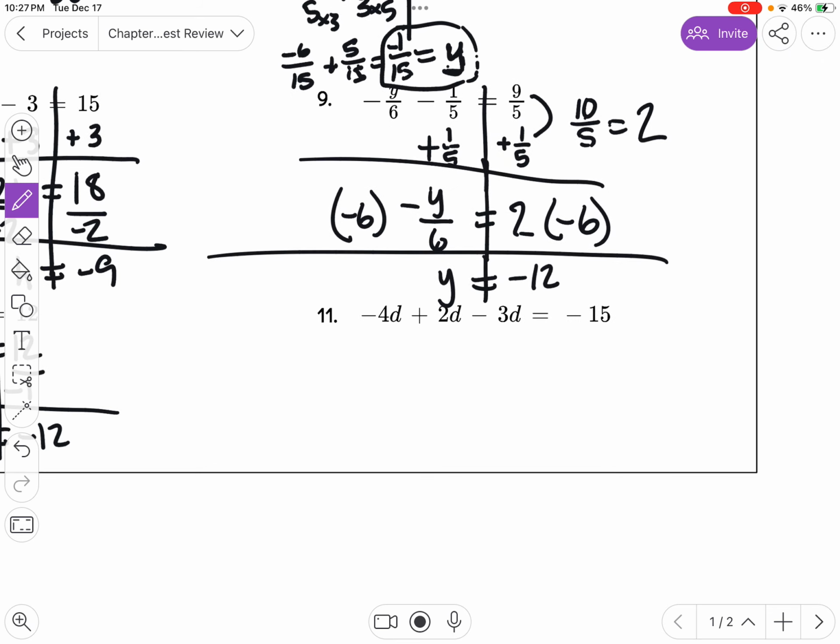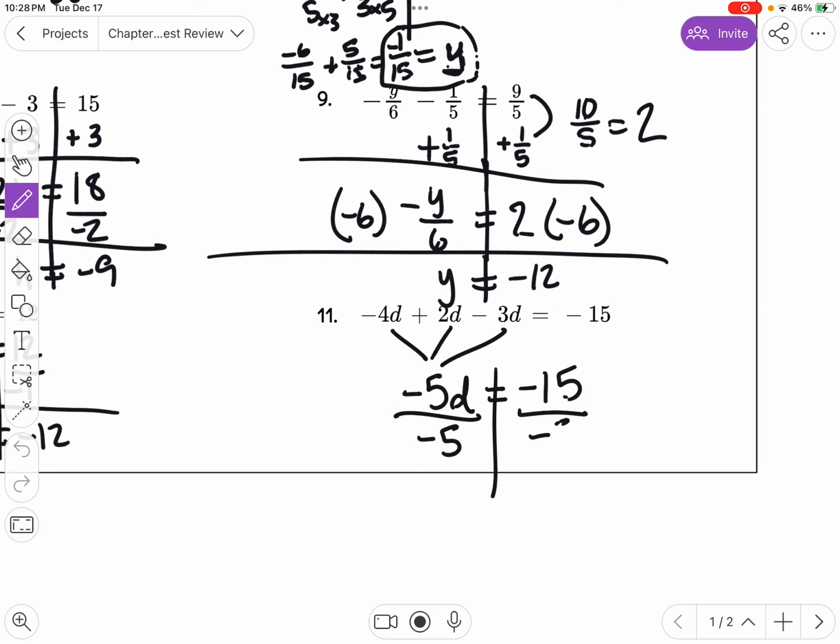For number 11, I see a bunch of variables, but they are all the same, so I'm going to combine all my like terms. Negative 4 plus 2 is negative 2. Take away 3 from that, or add negative 3. That's going to put me to negative 5d is equal to negative 15. I need to divide this then by negative 5, which makes my answer d is equal to 3.